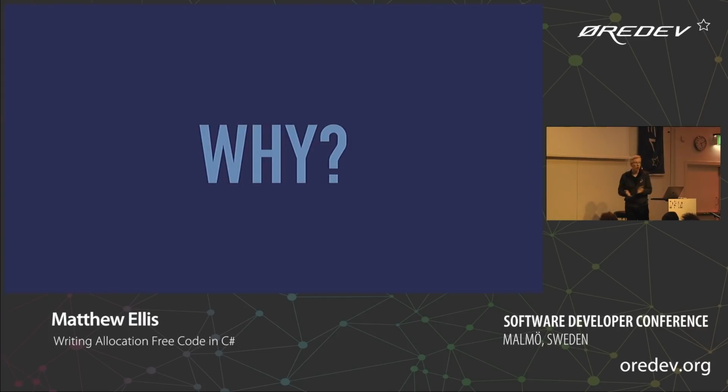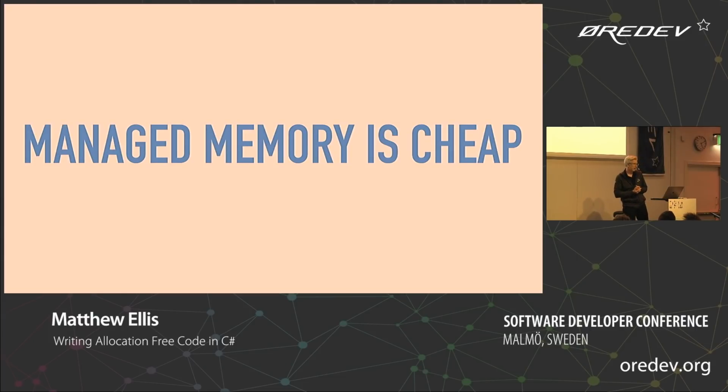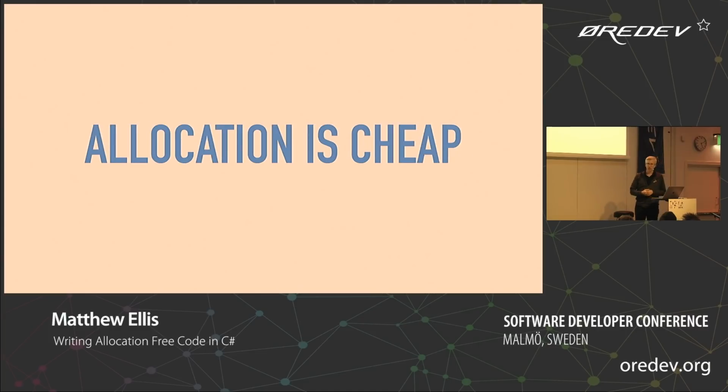Right. Why are we talking about this? And what's so important about writing allocation-free code? I think one of the problems really is that C# is a very nice language to work with. The .NET Runtime is a very nice platform to work on. We've got used to having managed memory. And we get used to the runtime dealing with everything for us. We allocate stuff, it cleans it all up for us. We don't need to think about it. We've got this idea that managed memory is cheap. And that's not strictly true.